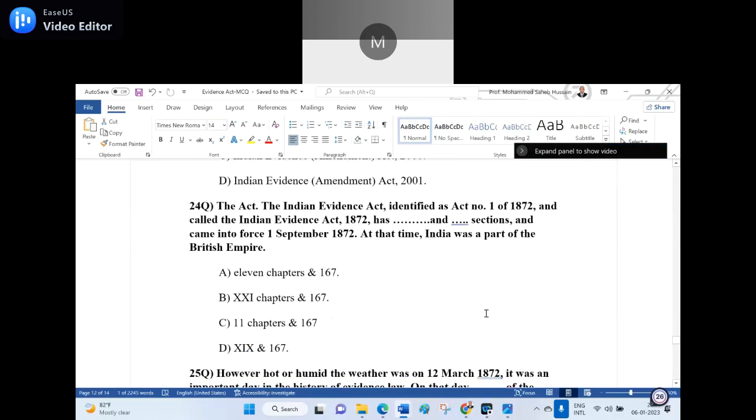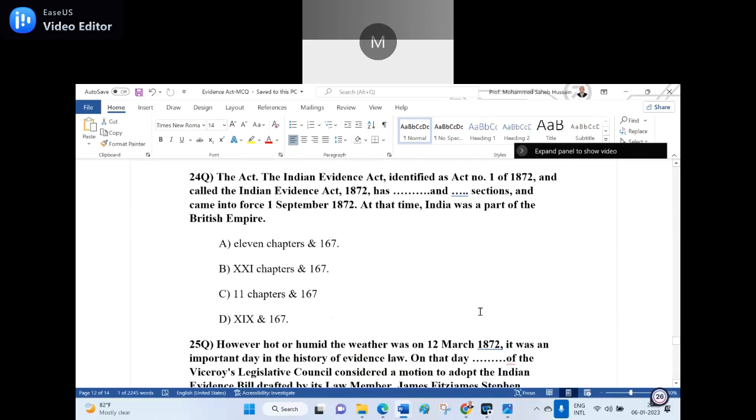24th question. The Indian Evidence Act, identified as Act number 1 of 1872 and called the Indian Evidence Act of 1872, has dash chapters and dash sections, and came into force on 1st September 1872. At the time, India was a part of the British Empire. Option A is the correct answer, sir. 11 chapters and 167 sections.